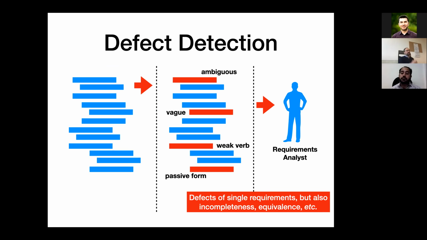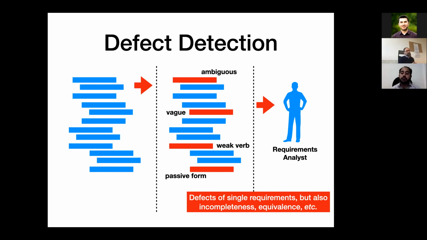Another task is defect detection. This is also very easy to understand. You have your requirements, you want them to be unambiguous, clear, so that everyone who reads them can interpret them in the same way. And the idea here is to detect defects in these requirements and then show them to the requirements analyst, who can vet whether a certain statement is actually defective or not.